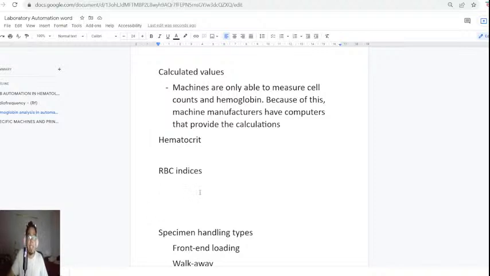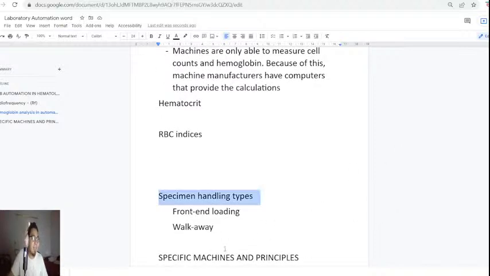Especially when patients have polycythemia or polycythemia vera, we have to manually compute the RBC indices. So it is important for you guys to remember your RBC indices even as you go into the practice, even as you're using automated analyzers. Now there are several specimen handling types. Front-end loading is when you're the one feeding the samples. Walk away is another feature. This is the time when you put it on cassettes. So you will have a cassette, and you need to put in the reagents and the samples in one cassette or one rack, and then you just put it in the machine. The machine will be the one to process it for you.